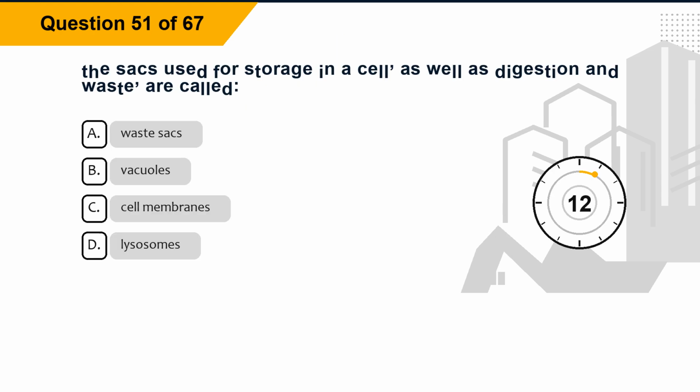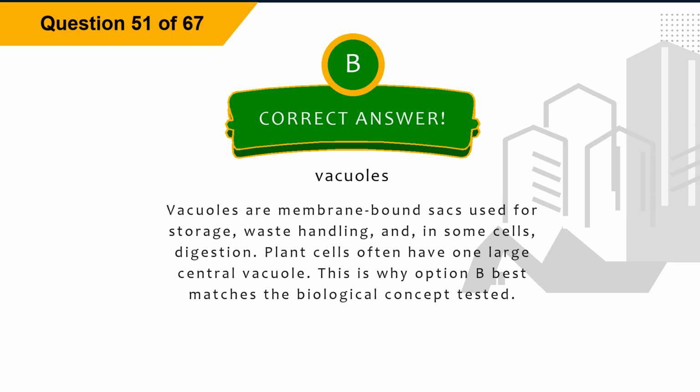Question 51. The sacs used for storage in a cell, as well as digestion and waste, are called option A, waste sacs. Option B, vacuoles. Option C, cell membranes. Option D, lysosomes. The correct answer is option B, vacuoles. Explanation. Vacuoles are membrane-bound sacs used for storage, waste handling, and, in some cells, digestion. Plant cells often have one large central vacuole. This is why option B best matches the biological concept tested.